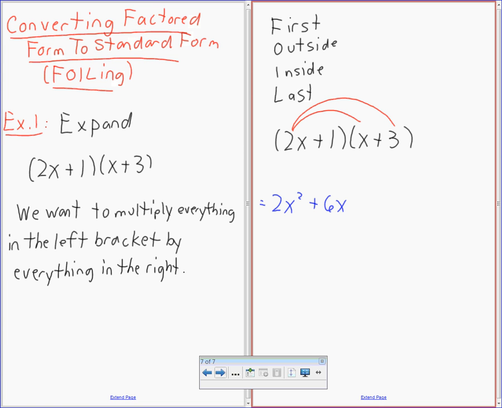The reason the first one was 2x squared was you multiply the variables and the coefficients. So 2 times 1 is just 2. X times x is x squared. For the second one, 2 times 3 is 6. X times nothing is just x.